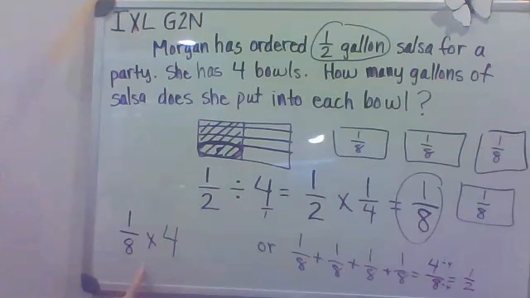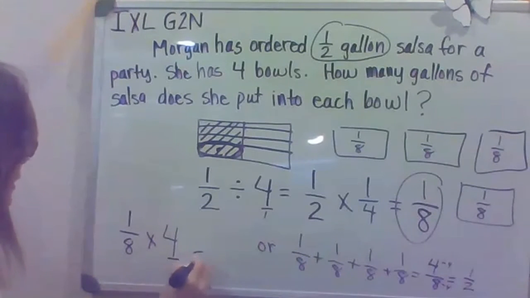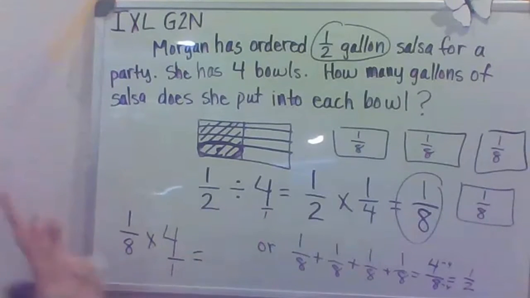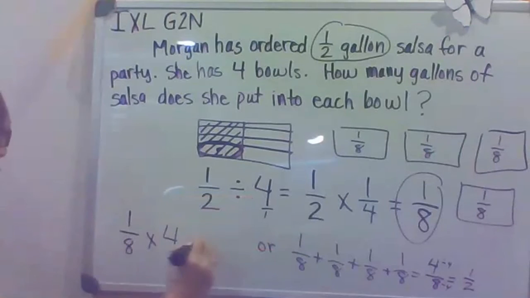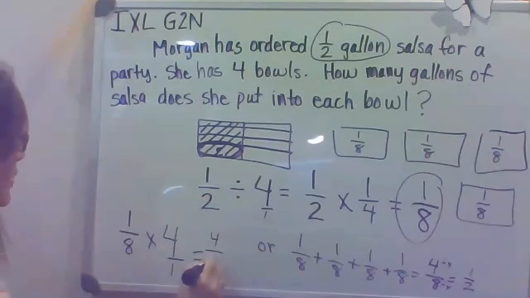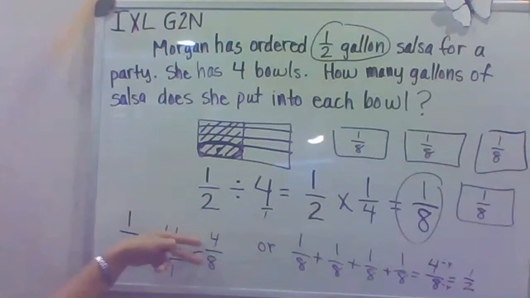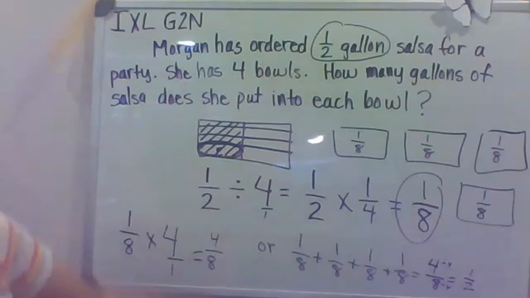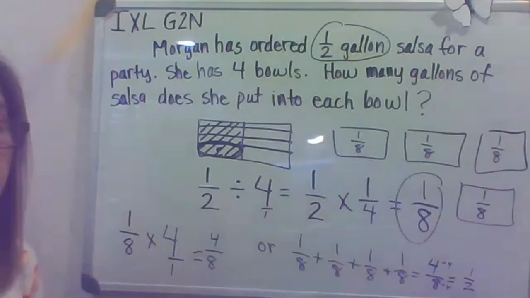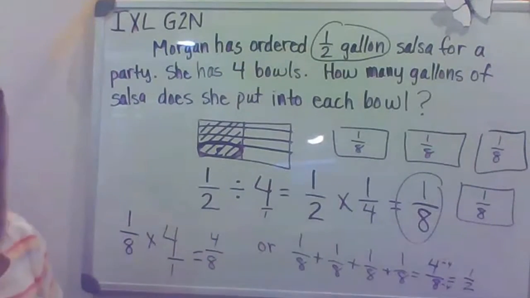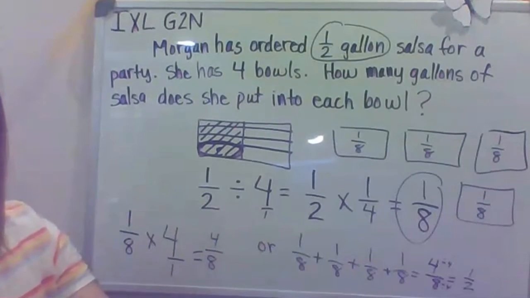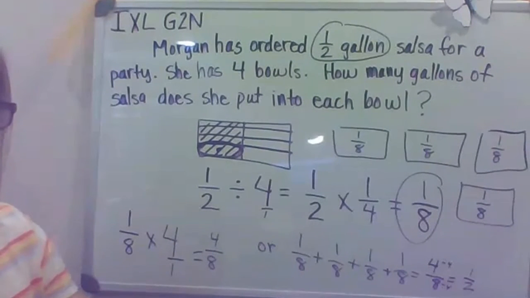Okay, now if I were to multiply it, so let's do a review on multiplying. So 1/8 times 4 means the same as 4/1. When we multiply fractions, you just multiply straight across. So 4 times 1 is 4. 8 times 1 is 8, and we just figured out 4/8 is exactly the same value as 1/2. Okay? All right, so that will be one type of question that you would see on your IXL lesson, G2N.